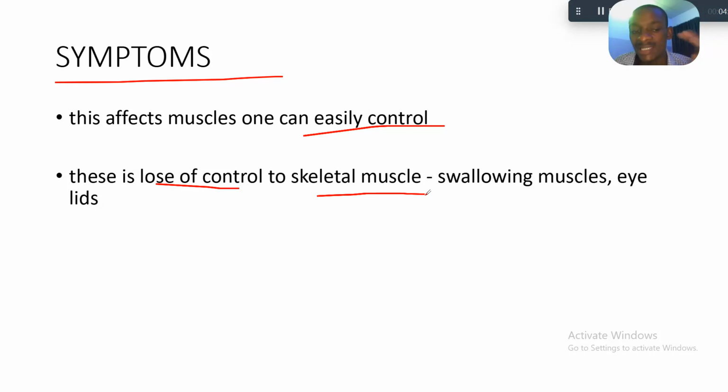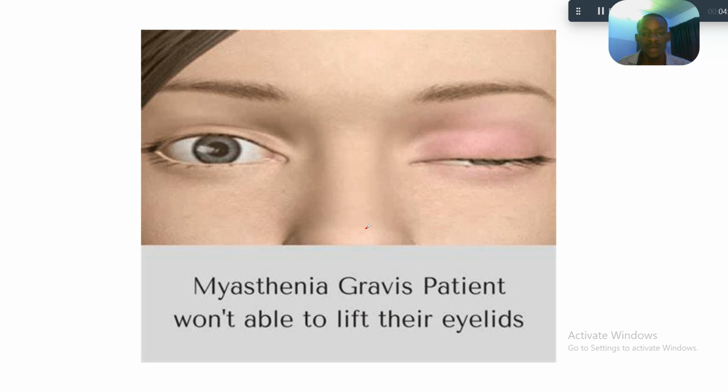What is skeletal muscle? We said that skeletal muscles are the voluntary muscles that you can control, but there is a loss of control of the skeletal muscle. This skeletal muscle includes the swallowing muscles and the muscles of the eyelids. That's the loss of control of skeletal muscle that we are talking about. This is the ptosis that we are talking about. Your eyelids are half closed.